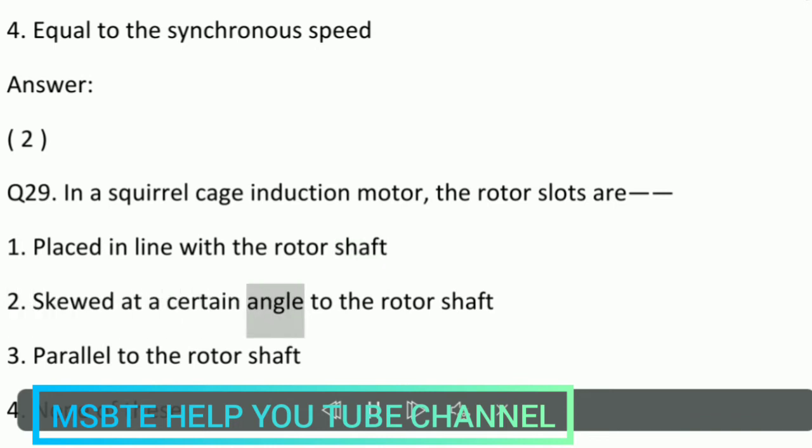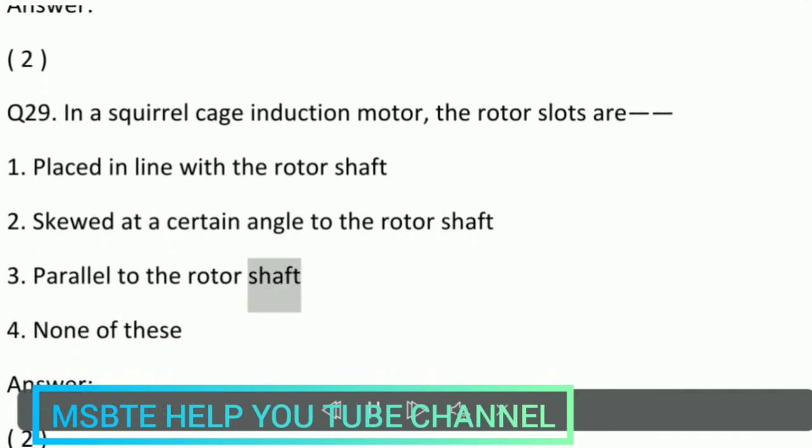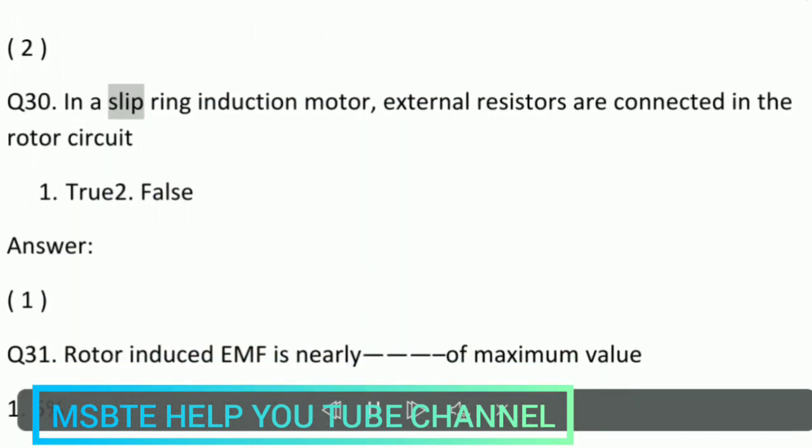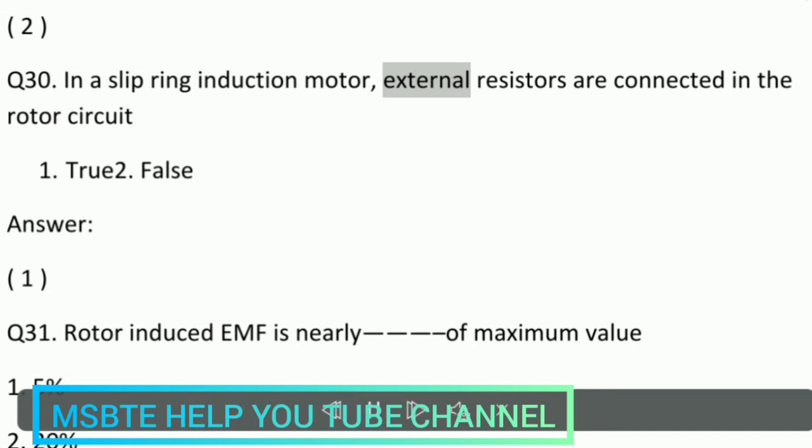Skewed at a certain angle to the rotor shaft. 3. Parallel to the rotor shaft. 4. None of these. Answer 2. Q30. In a slip ring induction motor, external resistors are connected in the rotor circuit. 1. True 2. False. Answer 1.